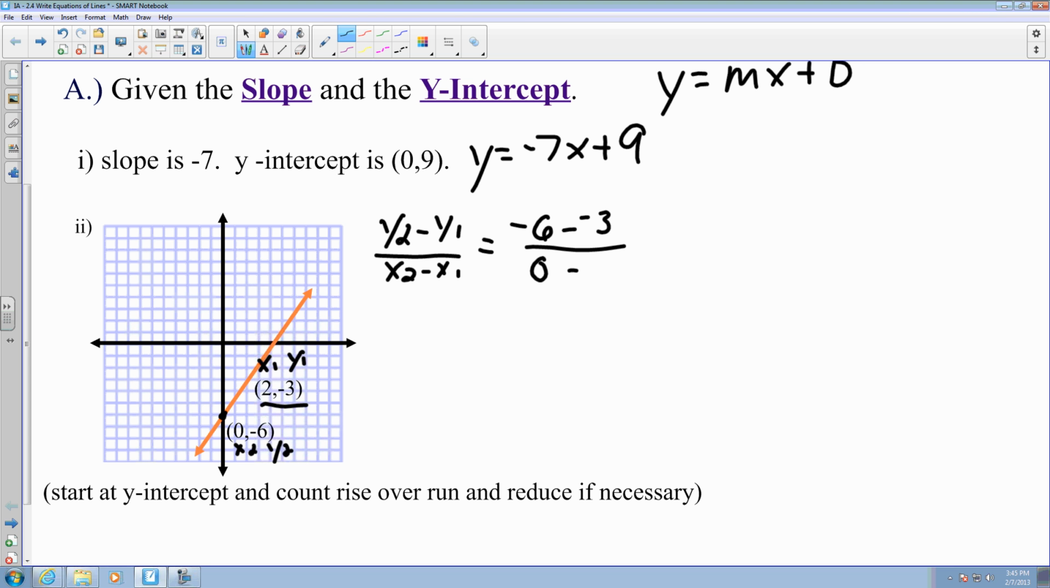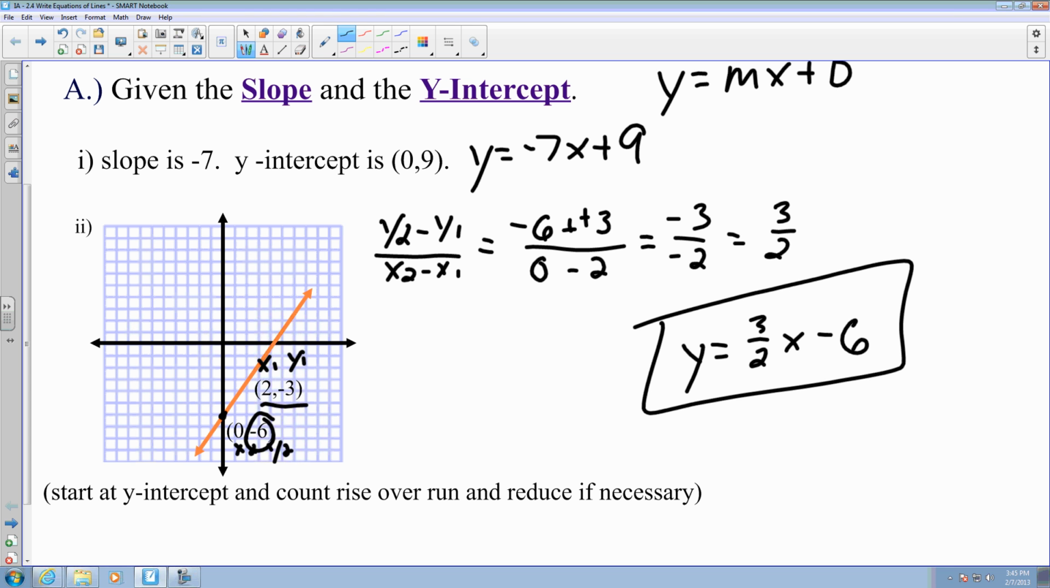0 minus 2, this equals what, plus plus, gives me a -3 divided by a -2. Got two negatives here, so that makes it a positive 3 over 2. So when I write this equation, I know that my slope is 3 over 2x minus 6. And that is how I write the equation for this particular problem.